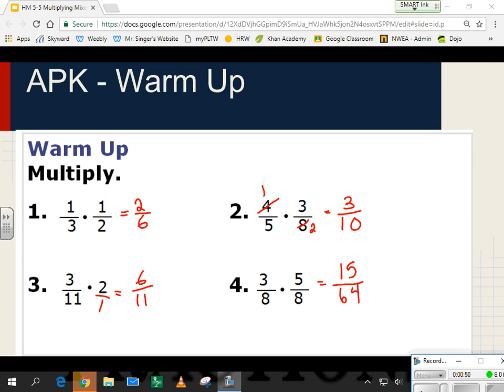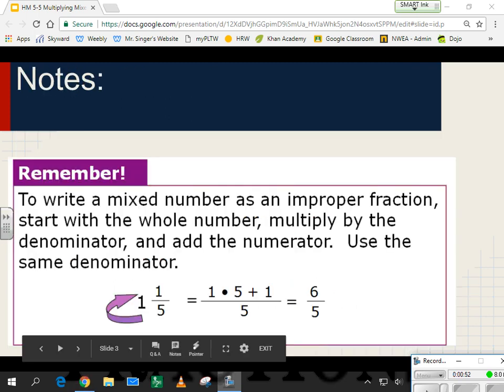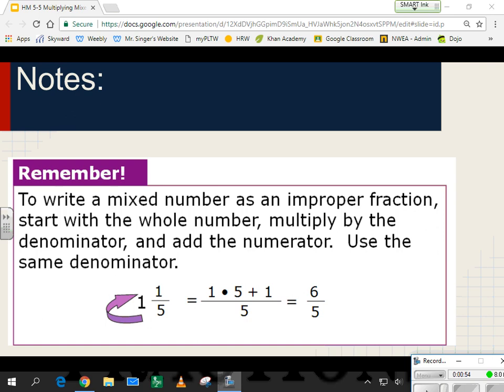Let's get into our canoe knowledge today. So one of the things you're going to have to remember to be able to do our work today is how to take a mixed number and turn it into an improper fraction. If you forgot, you might want to copy this little thing down for you. Remember that you always multiply the denominator and the whole number, then add that to the numerator, and that gives you your new numerator. Denominator stays the same.